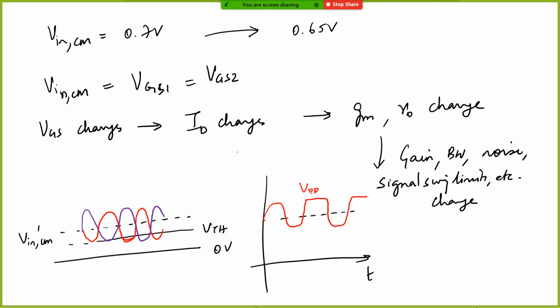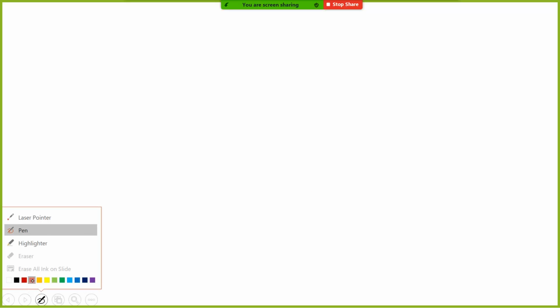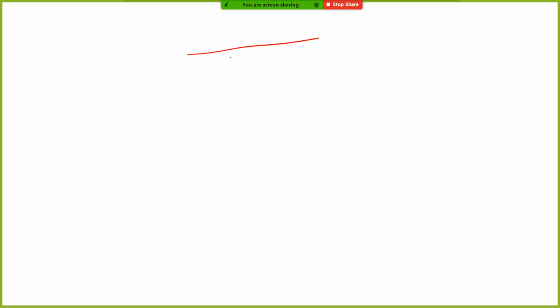Okay, so is there a way to stabilize this circuit for different ranges of input common mode? Even if you assume that it's not going to this clipping range, can we stabilize this circuit? The solution to this is basically given by having the same differential pair, but you're tying both these differential pairs to a common current source.